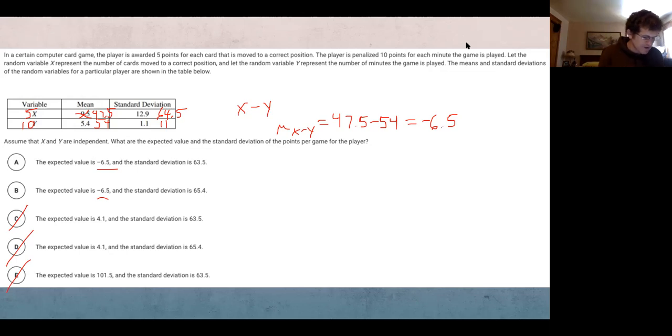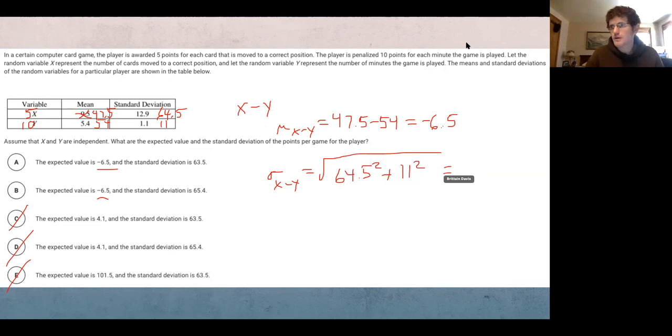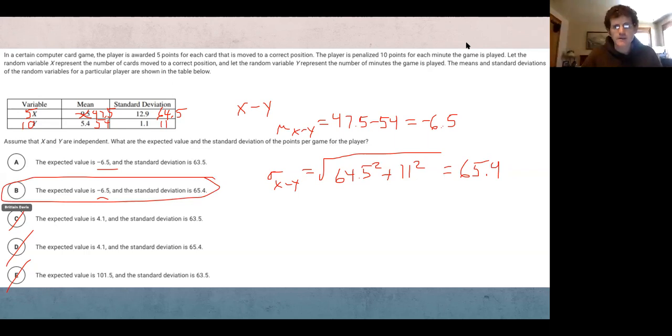Now we just need to figure out the standard deviation. Here's where we can combine the variances. So the standard deviation of x minus y is going to be the square root of 64.5 squared plus, it's always plus, even though we're subtracting the random variables, 11 squared. We could plug that in. At this point, you understand how I set it up. And the answer is 65.4. So we don't need to take time doing that. So there's your answer for that particular problem.